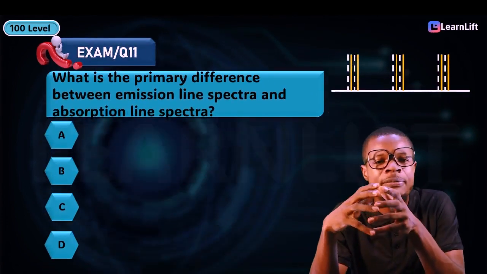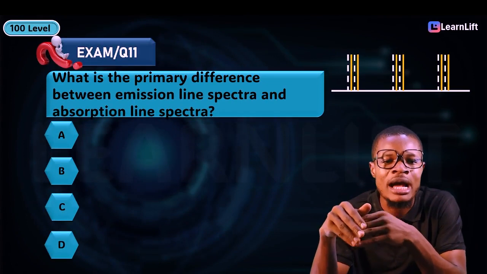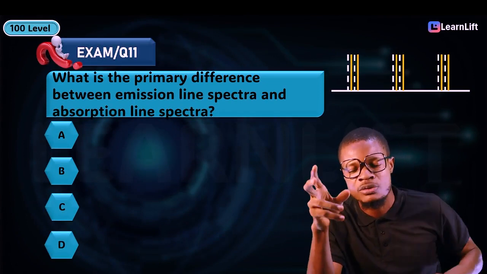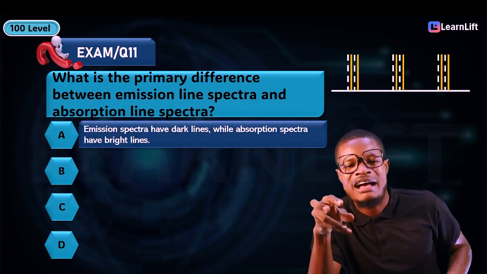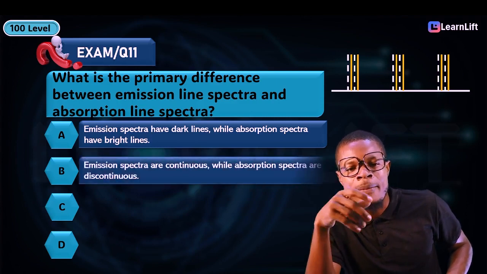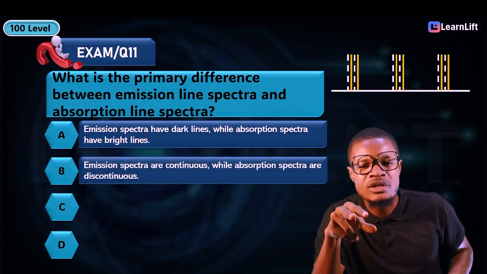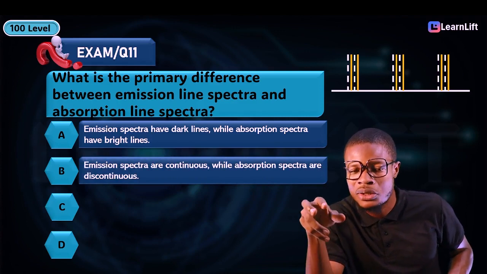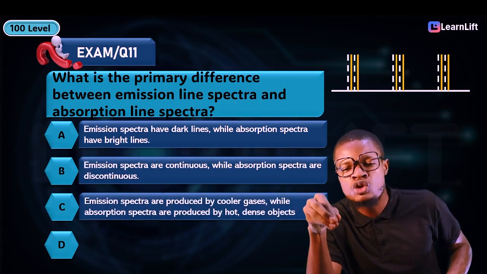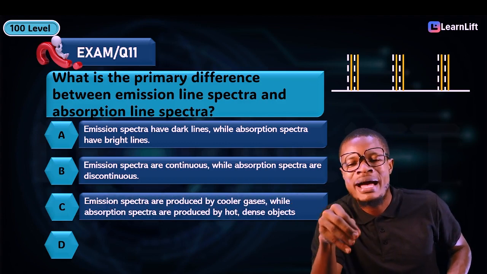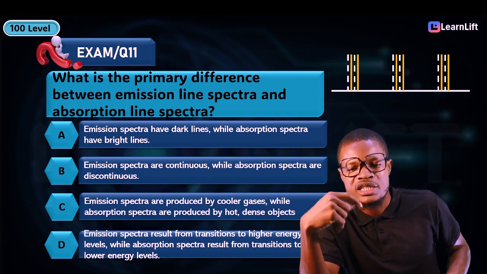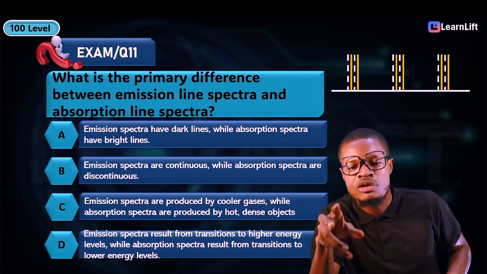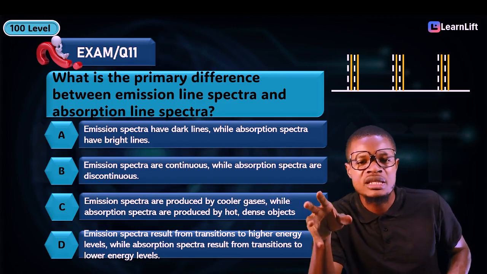Look at the next question here. Question 11 says, what is the primary difference between emission line spectra and absorption line spectra? Option A says emission spectra have dark lines, while absorption spectra have bright lines. B says emission spectra are continuous, absorption spectra are discontinuous. C says emission spectra are produced by cooler gases, while absorption spectra are produced by hot, dense objects. Option D says emission spectra result from transition from a higher energy level, while absorption spectra result from transition from a lower energy level.